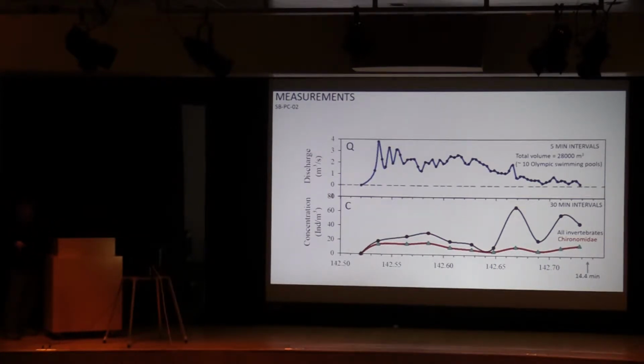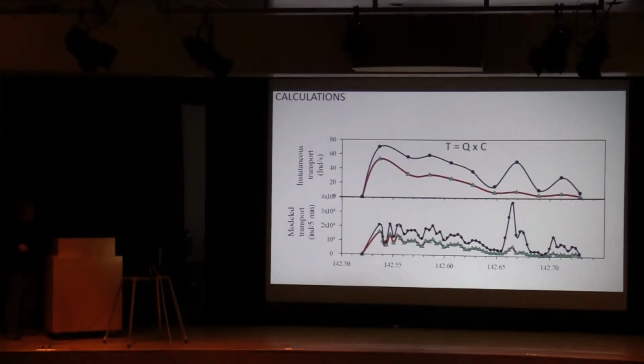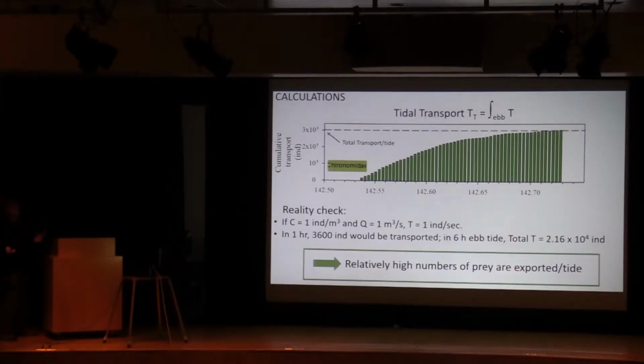Okay, so that's just the basic data we collect, and then some of the calculations shown here, instantaneous transport, individuals per second coming out. You can see our numbers are getting pretty high in the beginning of the tide because all of that water is coming out at a fast rate, right? So 40, 60 individuals per second coming out of some of these tides. And then what we do is integrate over time, so now we're getting individuals every 5 minutes, and the numbers start going up, right? So finally, we integrate that over the whole tidal period to get our total numbers.